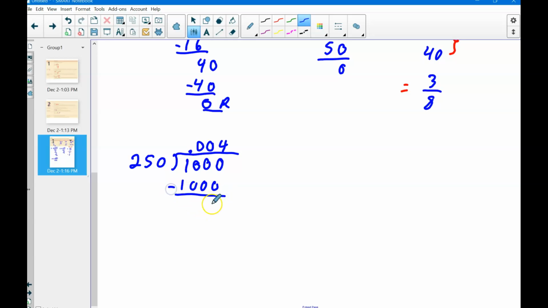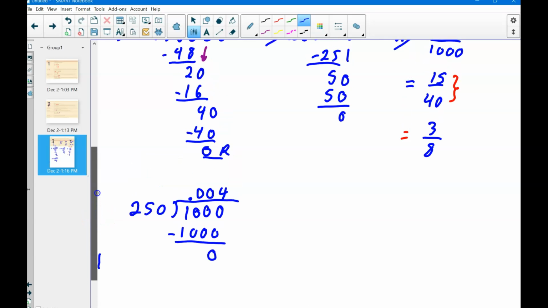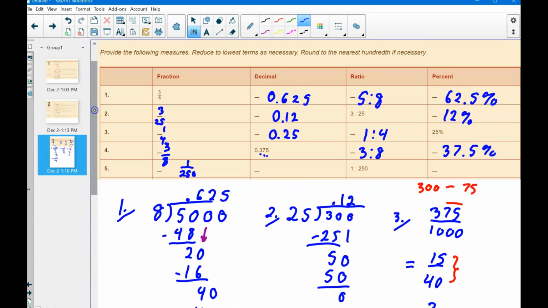And subtracting, we get 0. And coming back up here, we have decimal 0.004, and over here we have 0.4%.